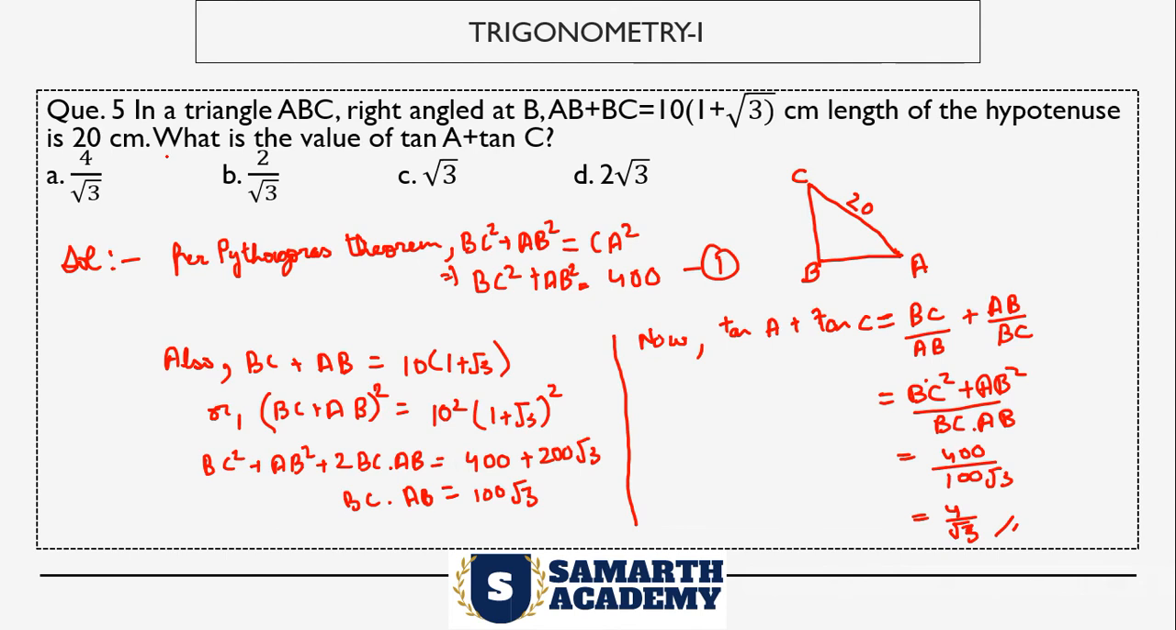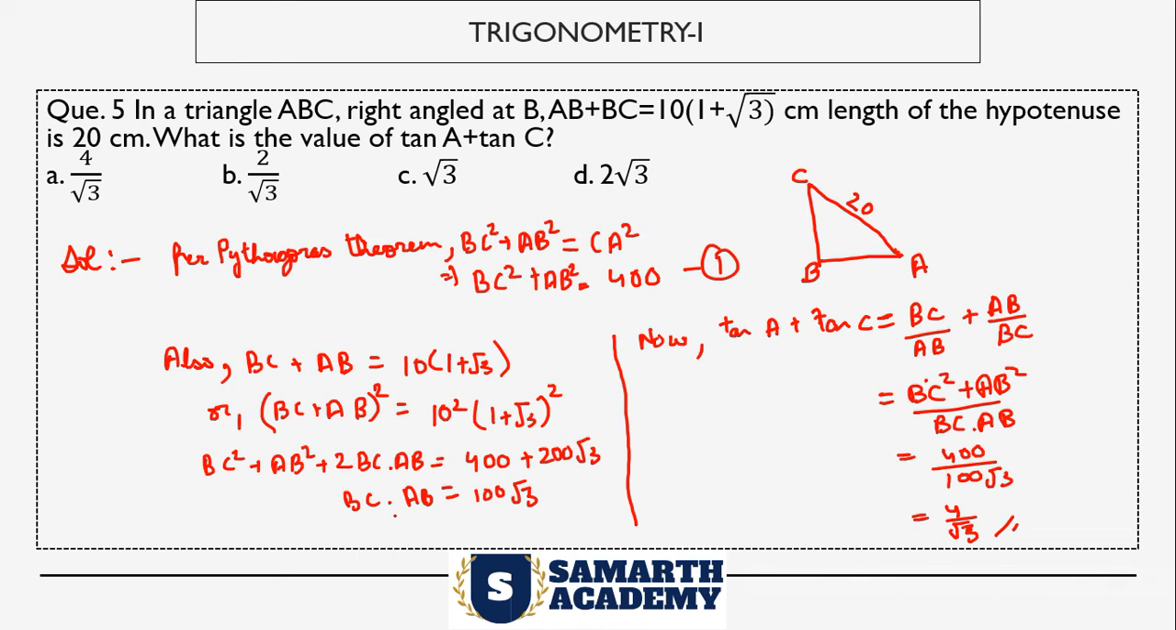Moving on. In a triangle with right angle at B, AB plus BC is given, and the length of the hypotenuse is also given. What is the value of tan A plus tan C? Let's draw it out first. Right angle at B, we know the hypotenuse is 20, and the sum of these two sides is also given. We are supposed to find tan A plus tan C, which means we need to find BA upon BC plus BC upon BA.